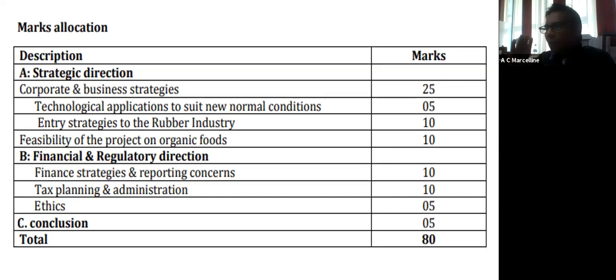Okay. So looking at what you have right now, you have a rough idea of what exactly you are supposed to look at when you're reading. You're supposed to look at the feasibility of the organic food, so that means you have to look at it as a project. You're supposed to look into an entry strategy, what they have talked about in the rubber industry. And you're supposed to look into the technology applications, this new system, new norms, what is going on. And also you're looking at new corporate and business strategies.